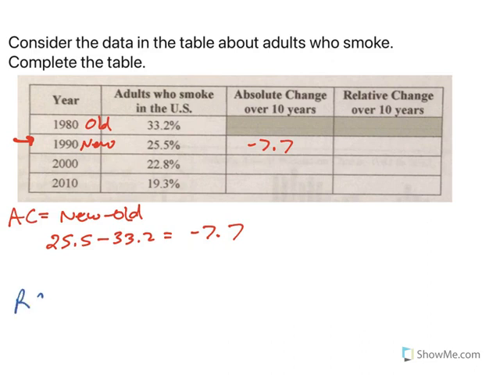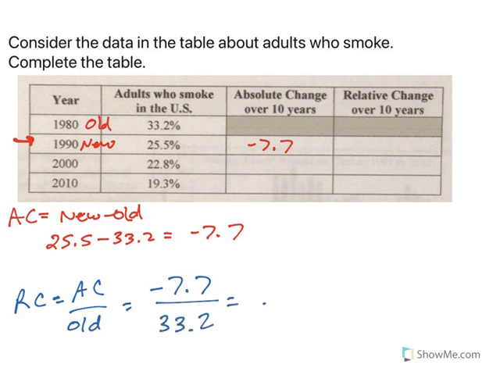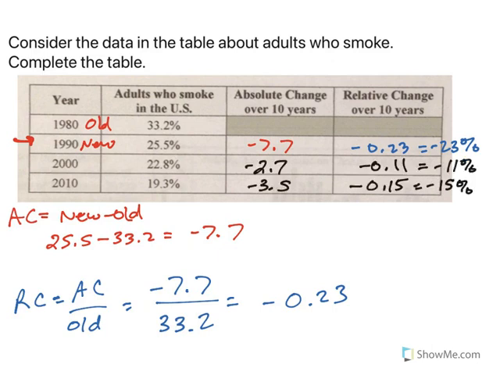To find the relative change, I take that absolute change and I divide by the old. So we would take negative 7.7 divided by 33.2, which gives me a negative 0.23, or a negative 23%, because relative change can also be written as a percent. Go ahead and finish the rest of the table.